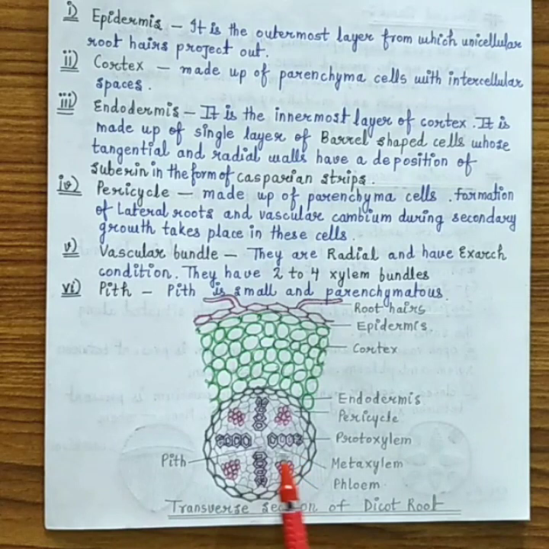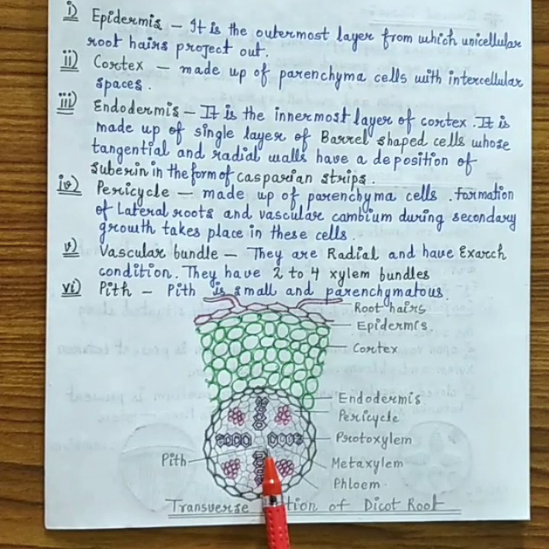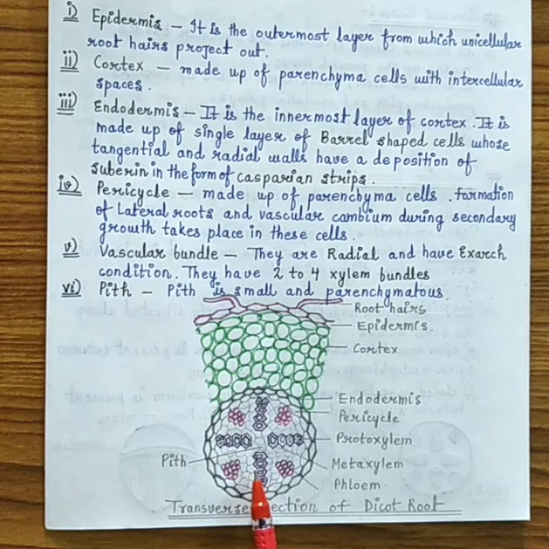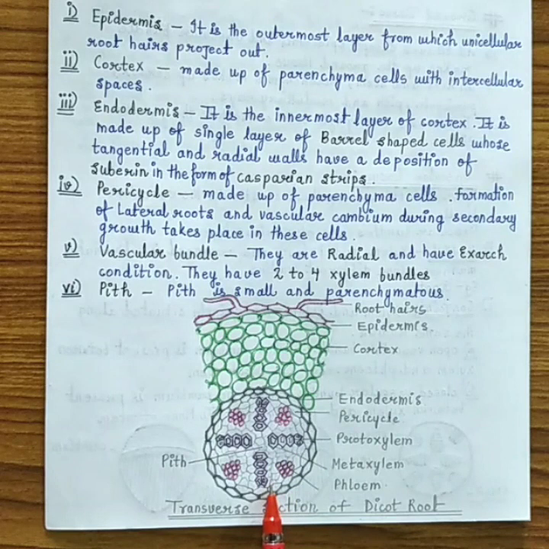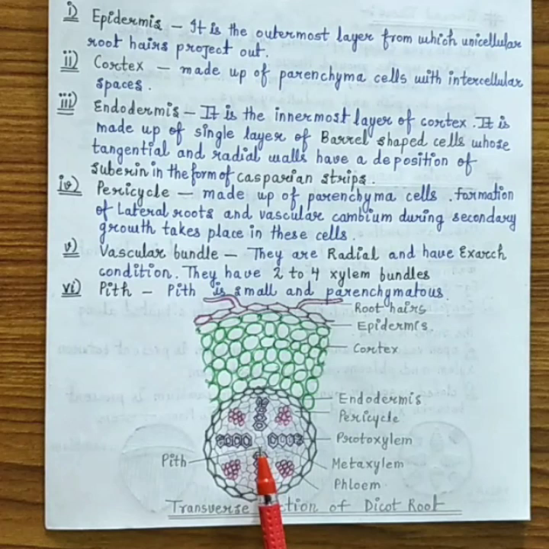So this is showing the vascular bundles are showing radial condition and have exarch condition also, and they have 2 to 4 xylem bundles. Basically the number is very important. So dicot mein xylem bundles are 2 to 4, radial condition and exarch condition is there. Now pith you can see is very small and it is also made up of parenchyma cells.